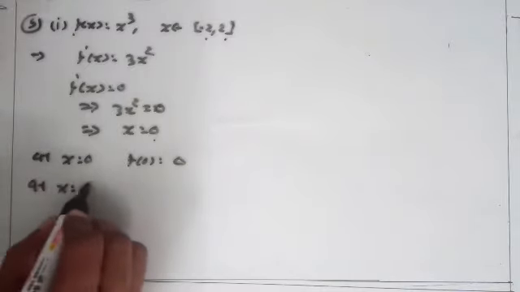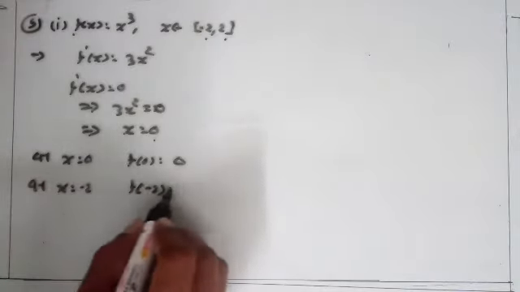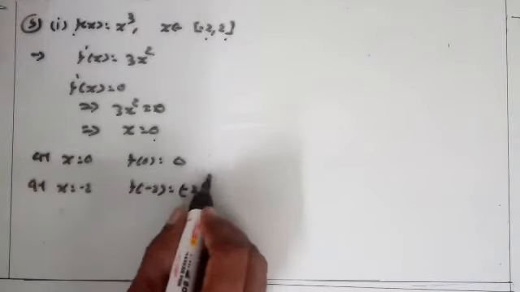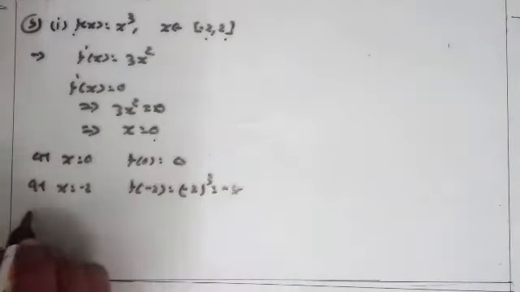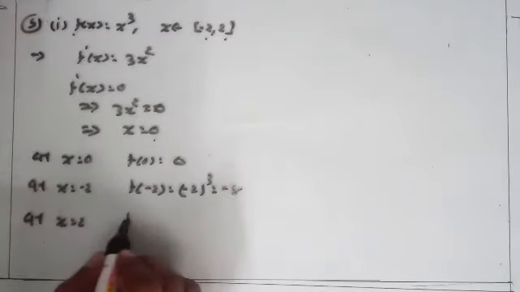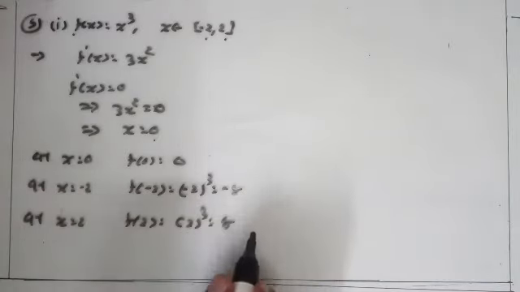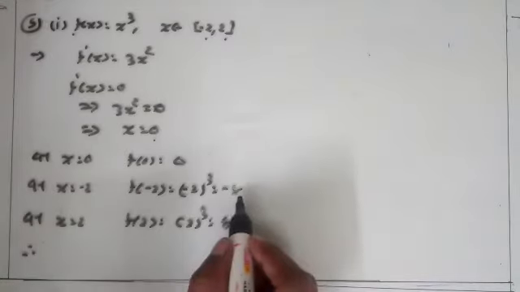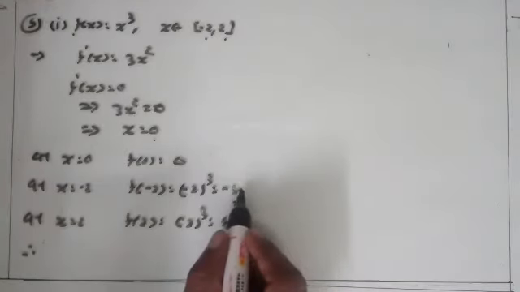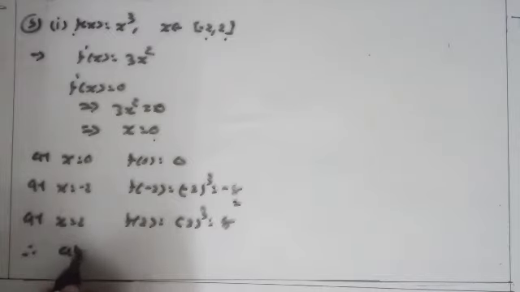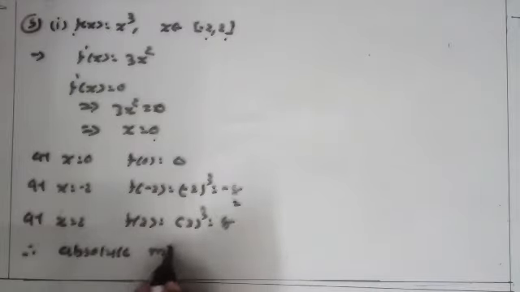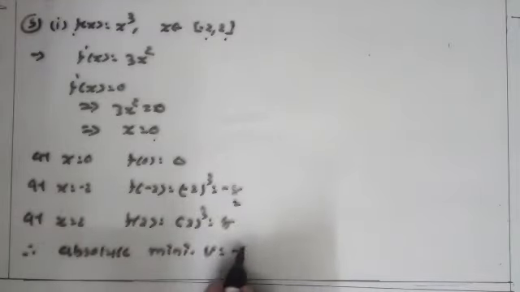At x is equal to minus 2, f of minus 2 is equal to minus 2 raised to 3, which is equal to minus 8. And at x is equal to 2, f of 2 is equal to 2 raised to 3, which is equal to 8. Therefore, here the minimum value is minus 8, so this becomes the absolute minimum. Therefore, the absolute minimum value is equal to minus 8 and the absolute maximum value is equal to 8. Clear?